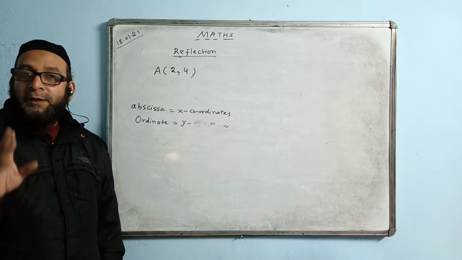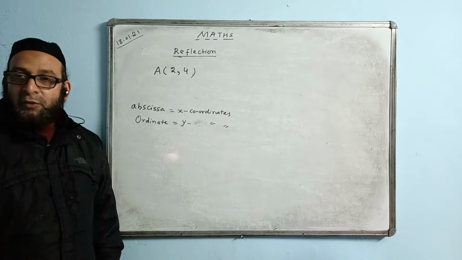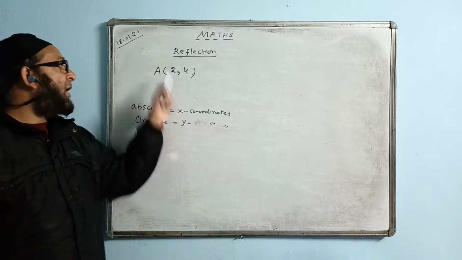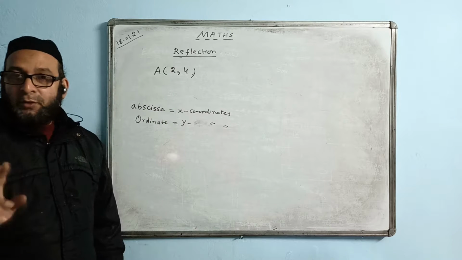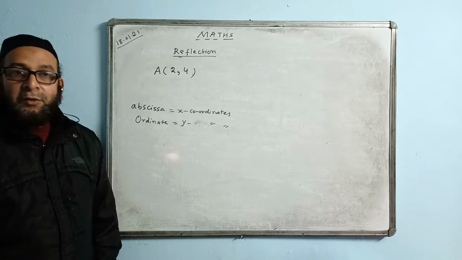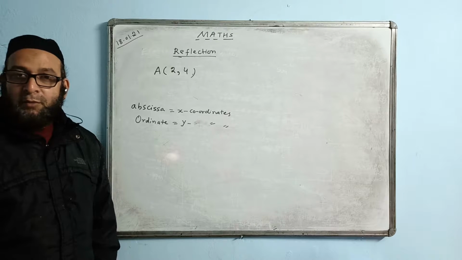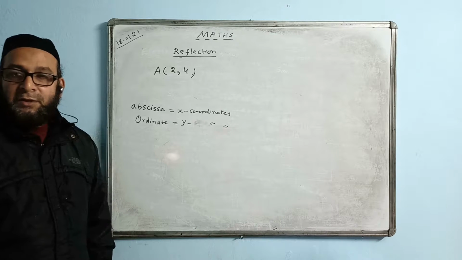When we reflect a point in the x-axis, the sign of the y coordinate will change. And when we reflect in the y-axis, the sign of the x coordinate will change, just opposite. And when we reflect in the origin, the sign of both will change. Yeah, the sign of both the coordinates will change.